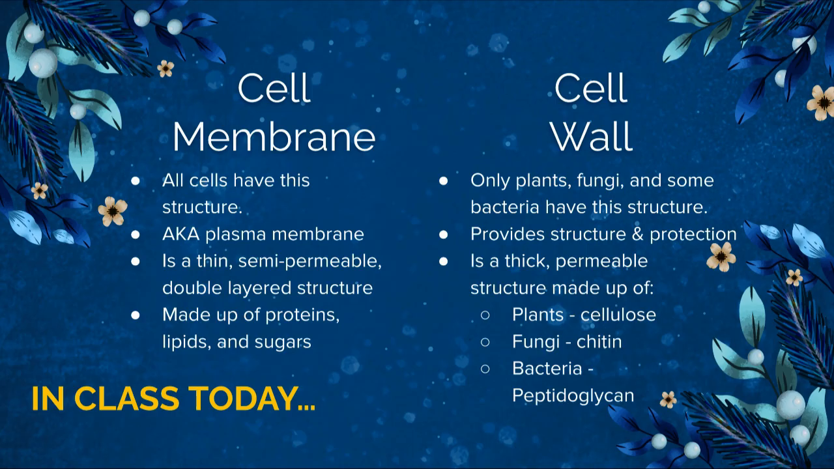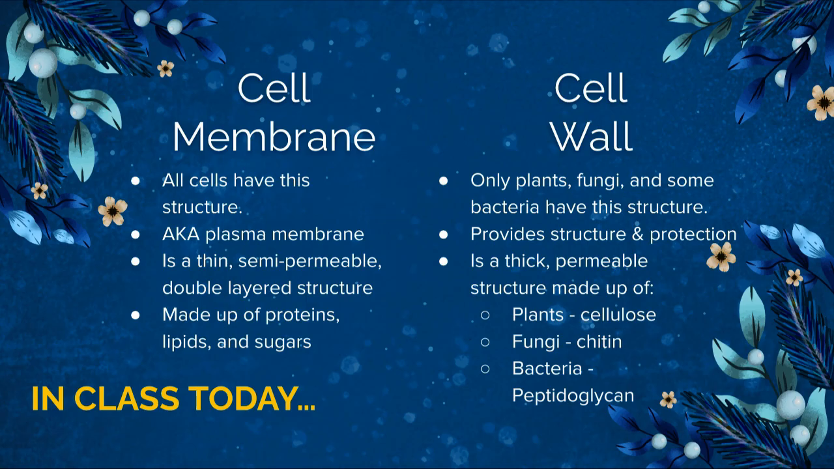But the ones that we're going to spend time talking about in this lesson are the cell membrane and the cell wall. What we need to know about these two is that all cells are going to have a cell membrane. And these cell membranes protect the cell from all outside things. In order to get into the cell, you have to go through the cell membrane. And it's semi permeable, meaning that it allows some things in and it keeps some things out. All right. And this cell membrane is made up of proteins, lipids, which are fats, and sugars.